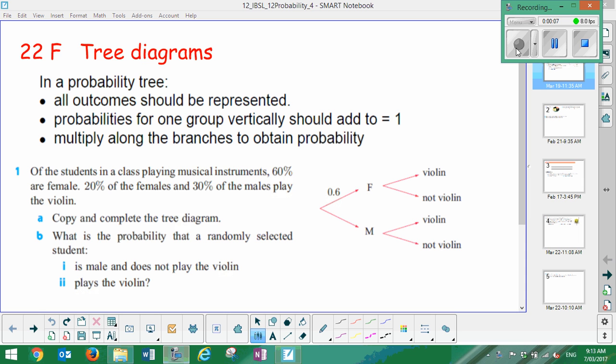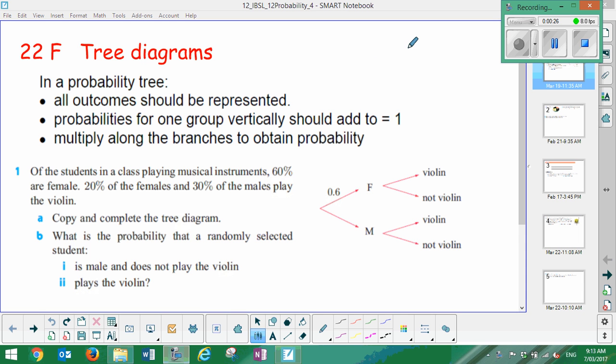This is probably not new, you've done these in Year 10 and we've also been talking about them in class, using tree diagrams already to solve these probability problems. They're really good to work out your sample space, especially for multi-stage problems, especially if you've got more than 2 stages.